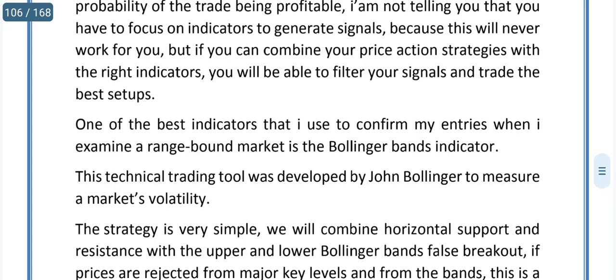I am not telling you that you have to focus on indicators to generate signals, because these market bands will never work for you on their own. But if you combine your price action strategies with the right indicators, you will be able to filter your signals and trade the best setup.